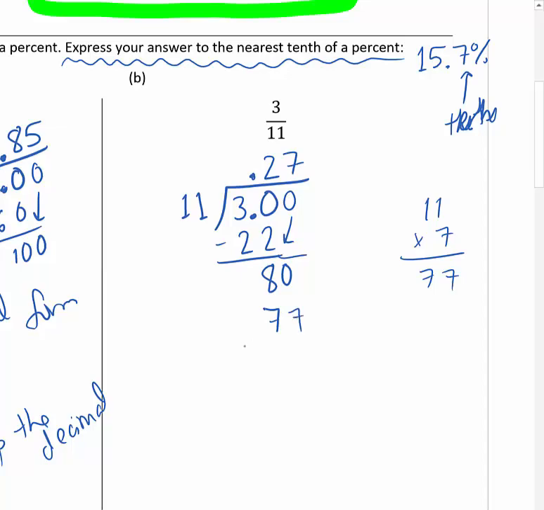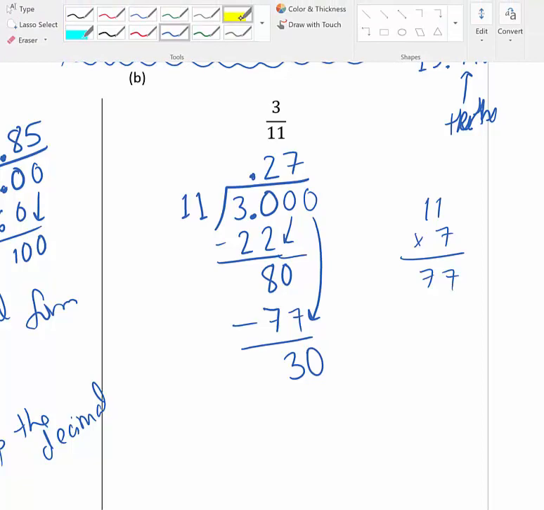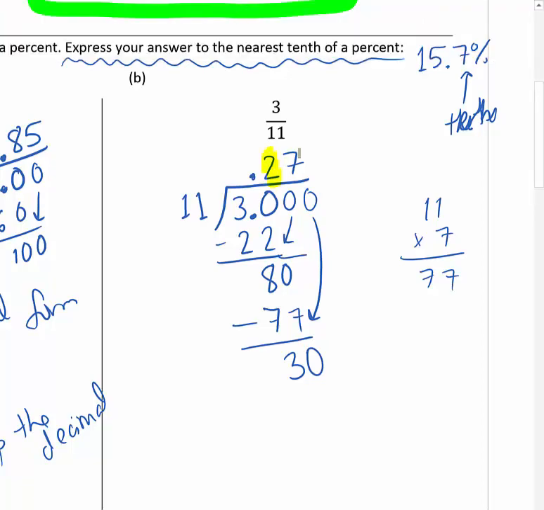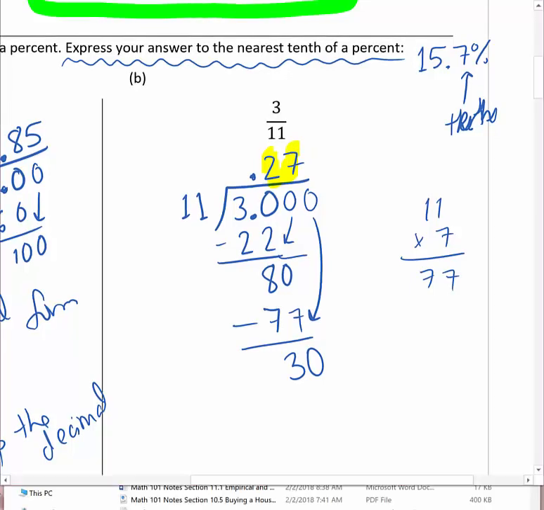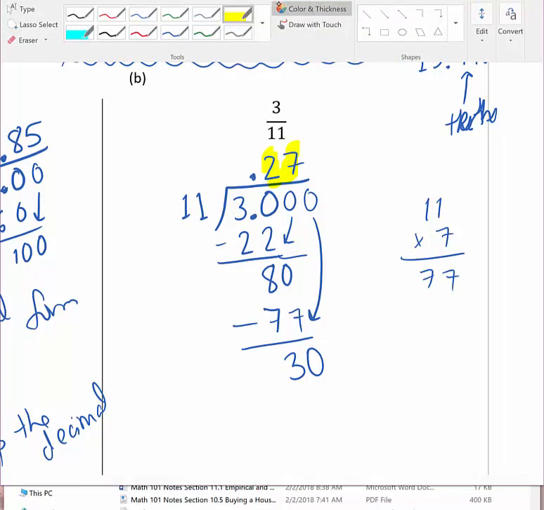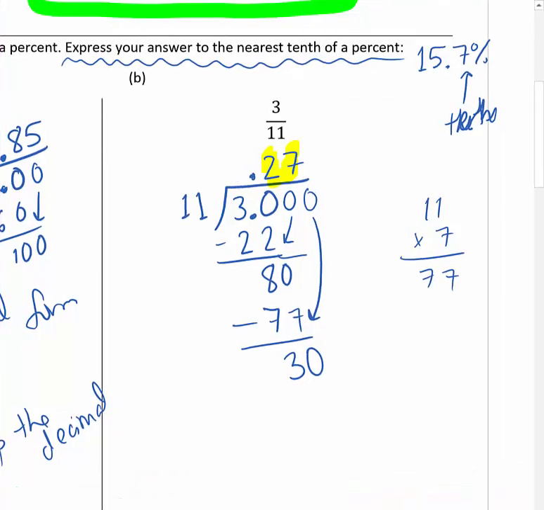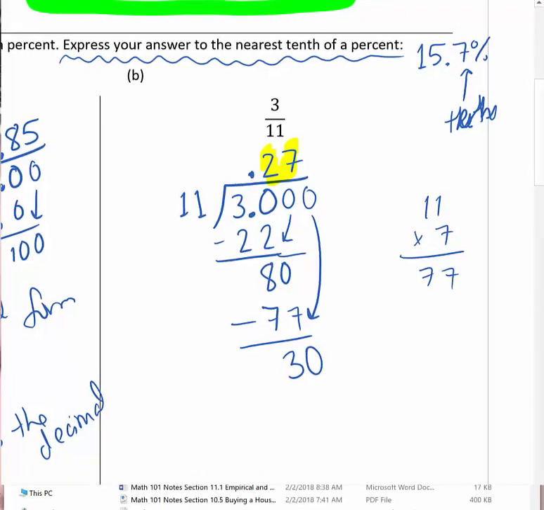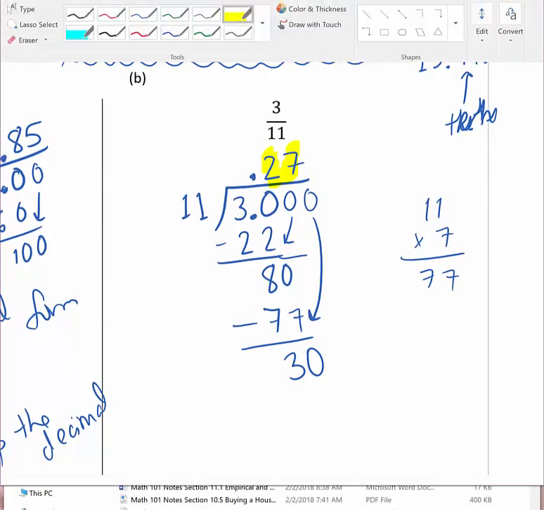Okay. If I subtract, I'm left with 3. Right now I might be thinking, okay, I can probably stop, right? Because this is in the tenths place, so the 7 would round the 2 up to a 3. But you've got to remember that when we change this back to a percent, we're going to be moving the decimal twice to the right, remember?